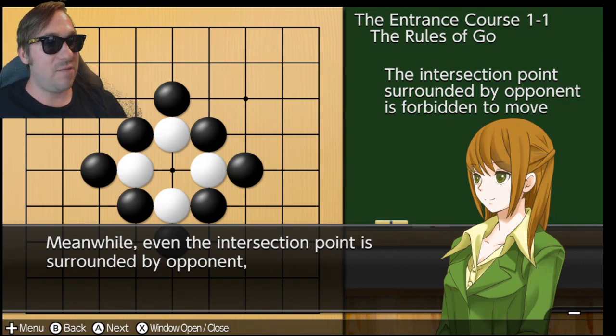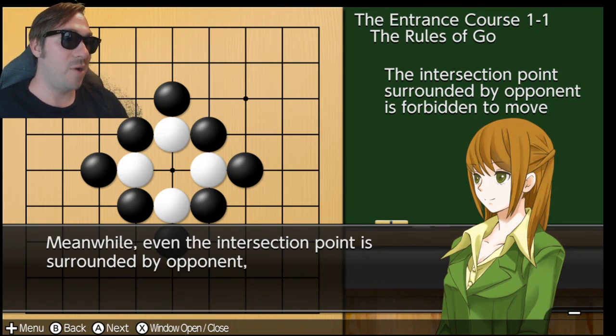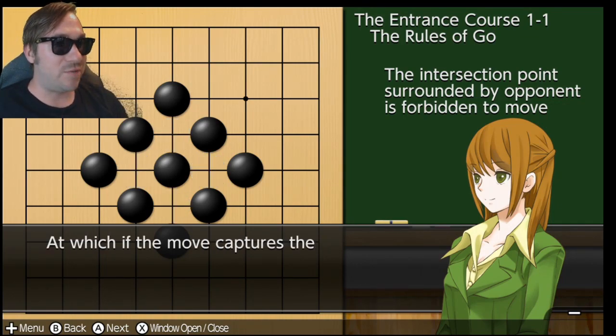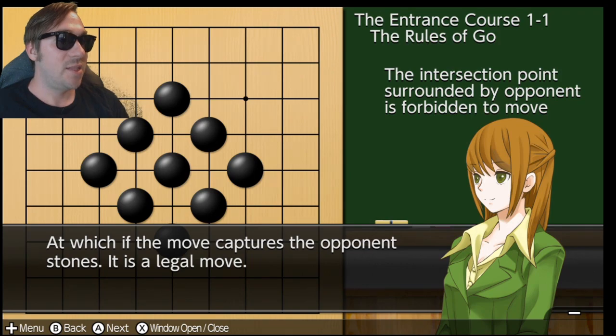Meanwhile, intersection points is surrounded by opponent. Then you can kill it. Okay. At which, if the move captures the opponent's stones, it becomes a legal move. Okay.